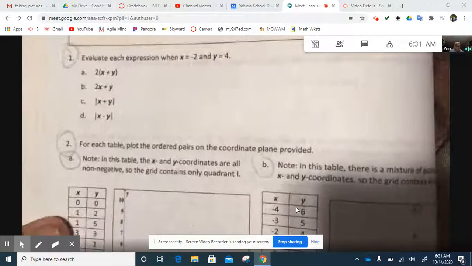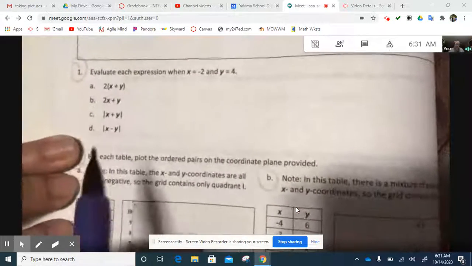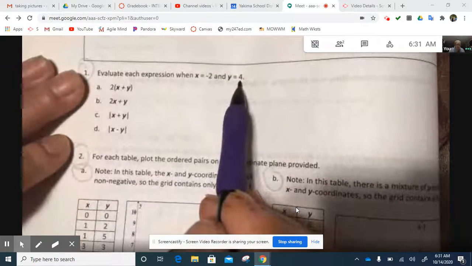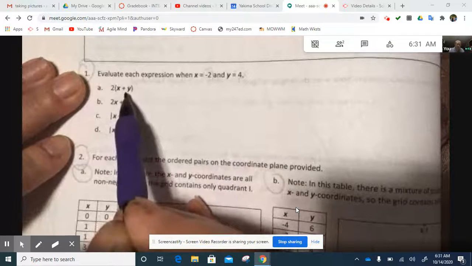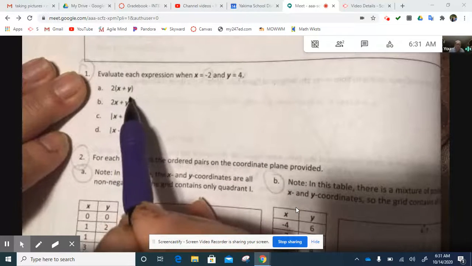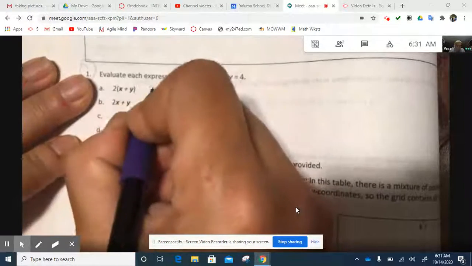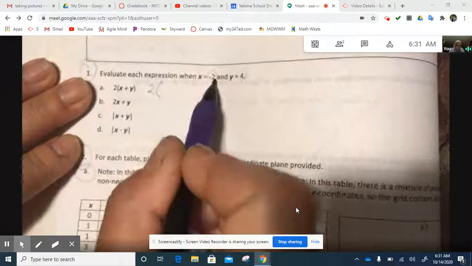For this lesson, you only had to work on page 120. So for number 1, evaluate each expression when x is -2 and y is 4. All you're doing is taking these numbers and putting them into each expression where it says 2. So let's start by writing 2 in the parentheses. And then we have to put x, and x is -2.